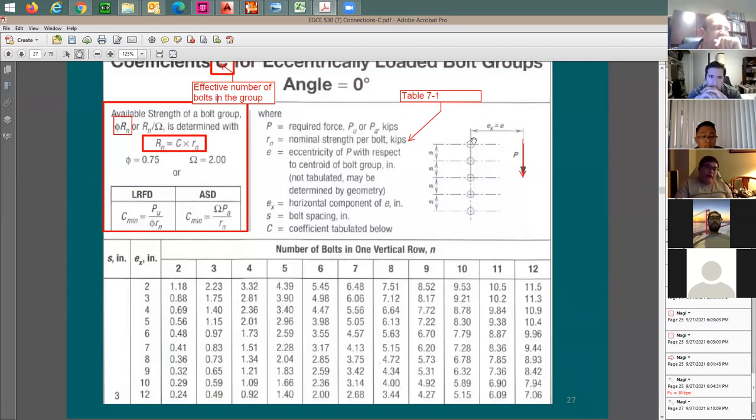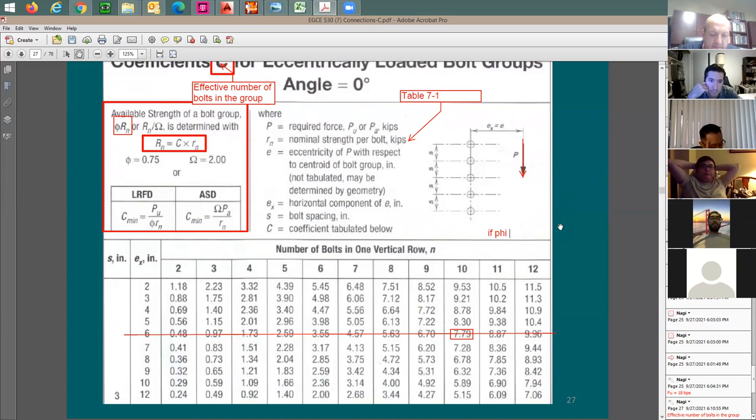So let's say that I have 10 bolts and each bolt has a strength of 10 kips. Just throwing a number here, right? And e_x, the eccentricity, let's say 6 inches. So I'm going to say, okay, 6 inches is right here, and they have 10 bolts. It means the effective number of bolts is going to be 7.79.